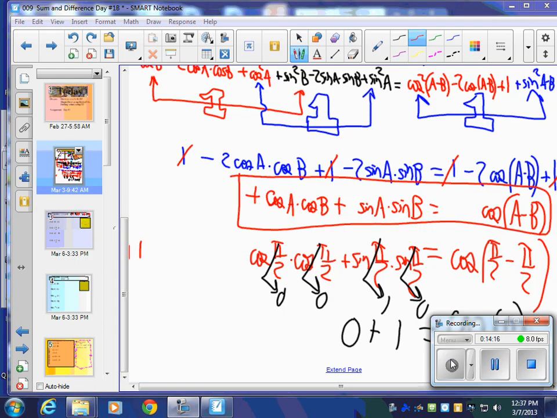So this 0 should be a 1. So it's 0 plus 1, which is going to give you 1. Yep.